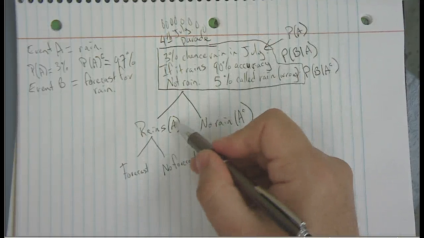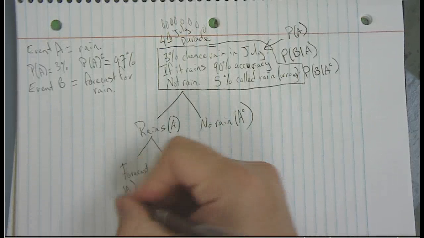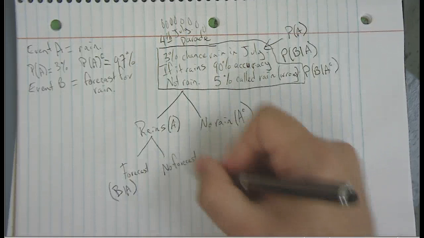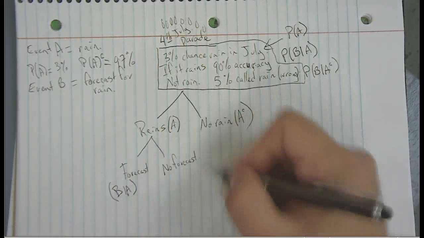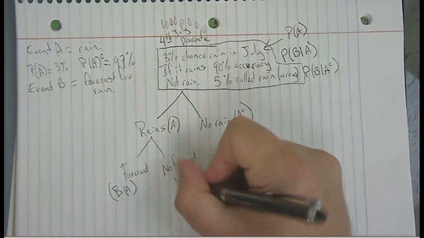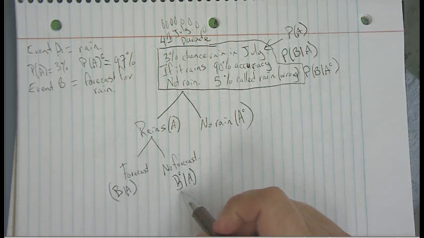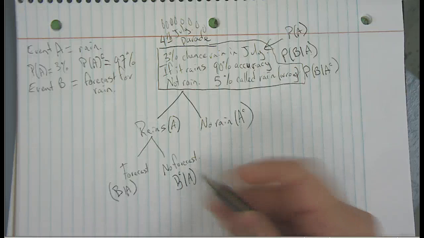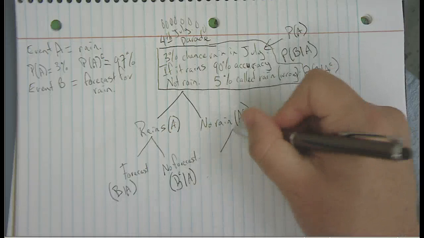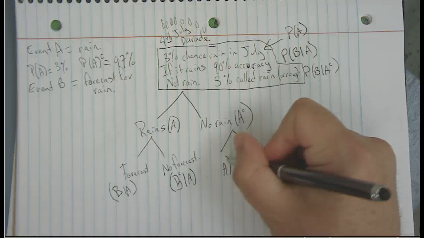So given that it rained, the probability of a forecast, that's this guy, and this is, given that it rained, the probability that there was no forecast. So the complement of B given that it rained. Okay? Now here what would we have? We'd have two probabilities here, and they're both given that there's no rain.